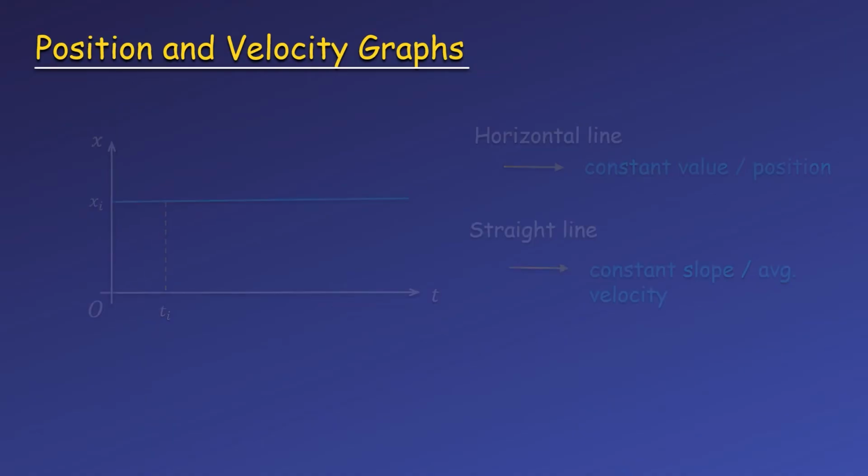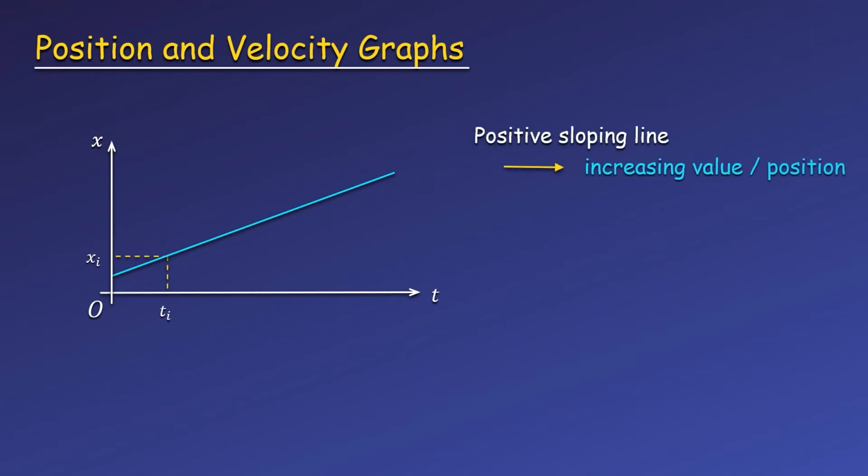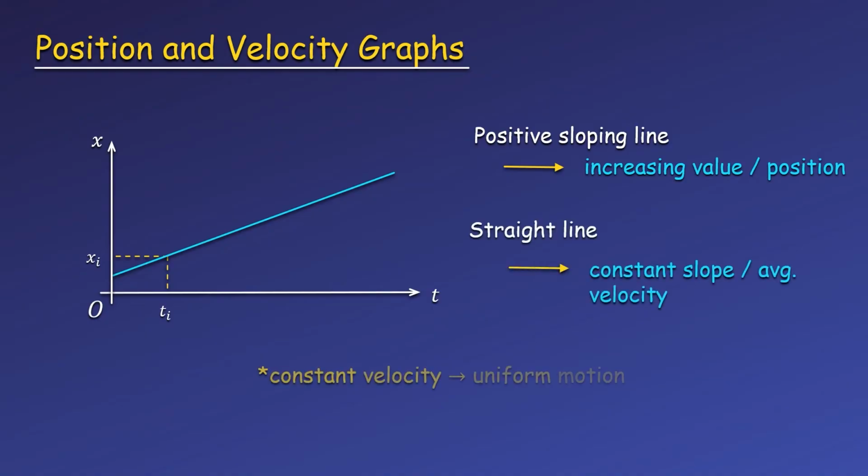Now we can have a straight line that is at an angle. In this case, our straight line has a positive slope. This means the value or position is constantly increasing. A straight negatively sloping line would mean the position is constantly decreasing. In both cases, the lines would be straight, so the slope is constant. It's just now the slope is positive or negative instead of 0.